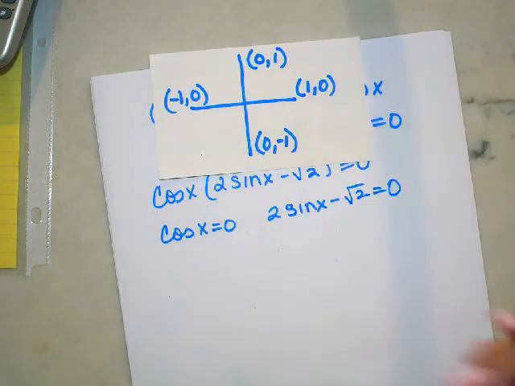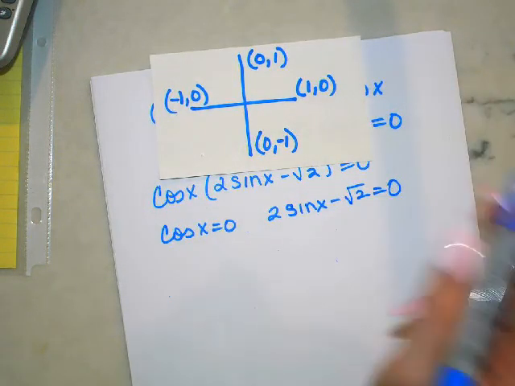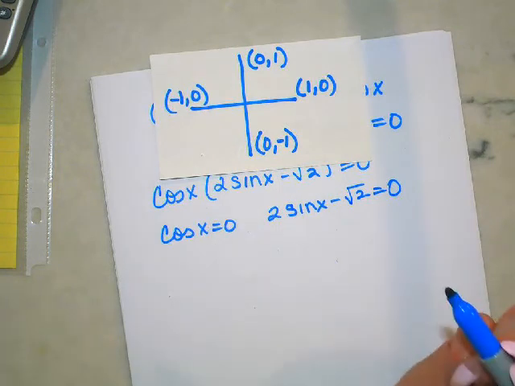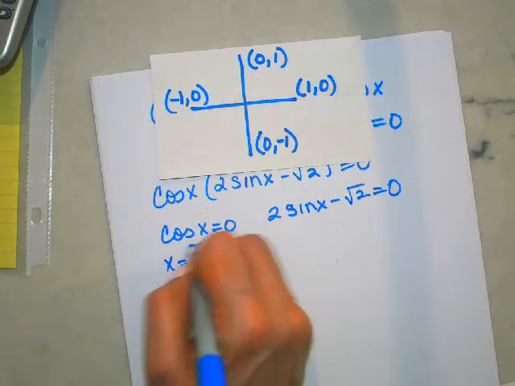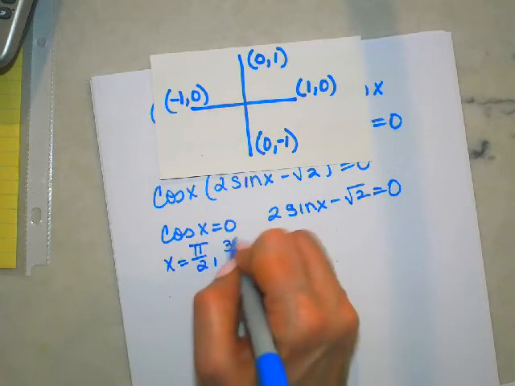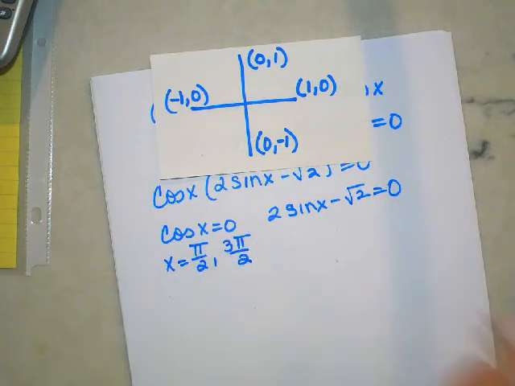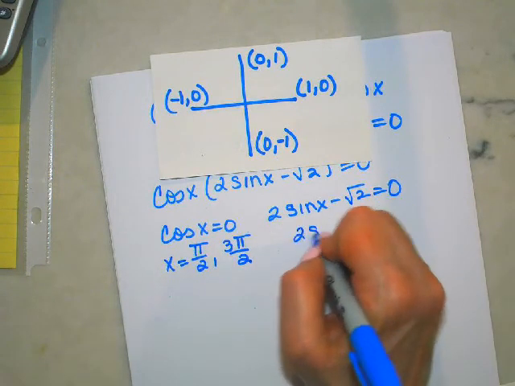Again, it's a quadrantal, I'm sorry, guys. I didn't have a full cup of coffee yet. So who has a cosine of 0? Cosine of 0 would be pi over 2, 3 pi over 2.